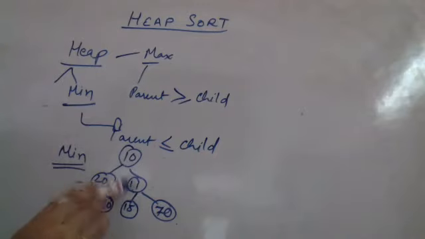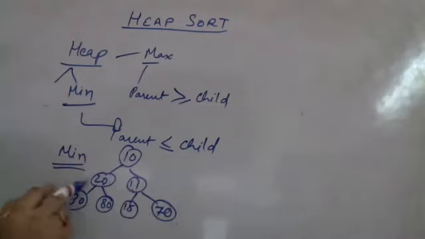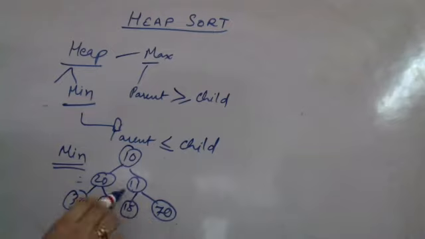20 and 11 are children, they are less than 10, sorry, greater than 10, satisfied. Children greater than parent, satisfied. Children 15 and 70 are greater than 11, satisfied. This is a minimum heap.